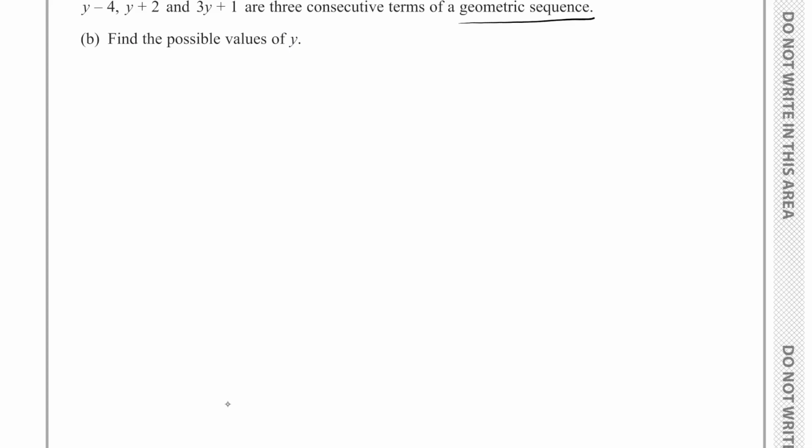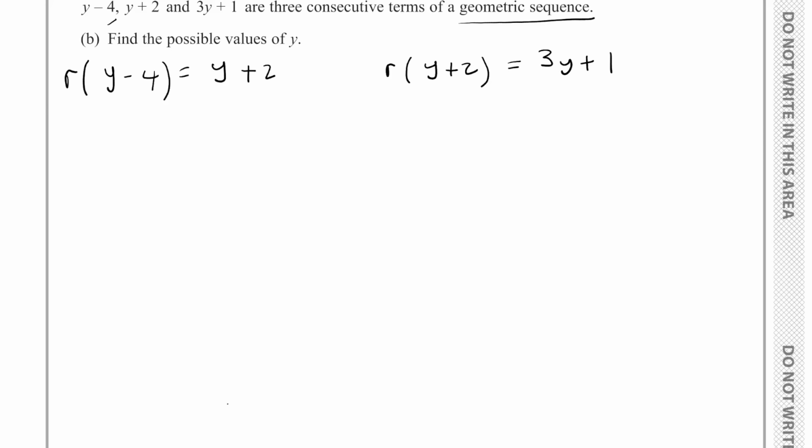So the first term, y minus 4, times some number is equal to y plus 2. And y plus 2 times the same number is 3y plus 1. So to get from one term to the next, you times by some number. So we've got 2 equations here.